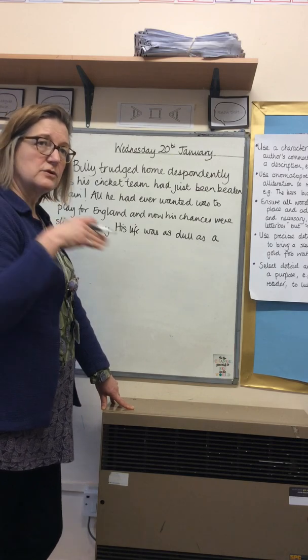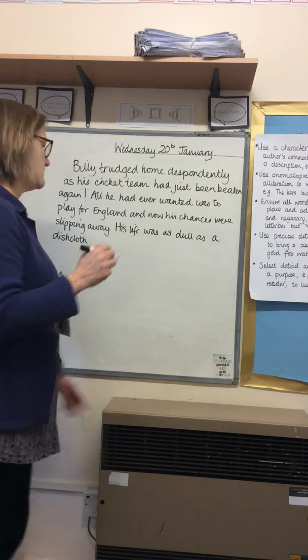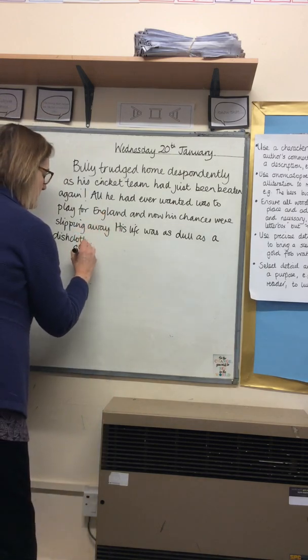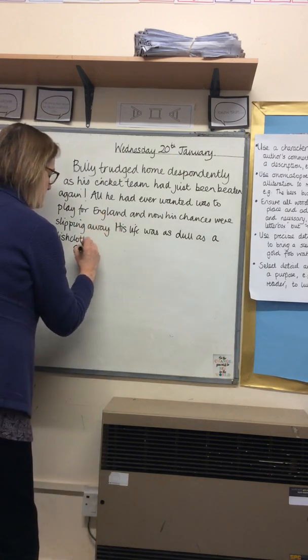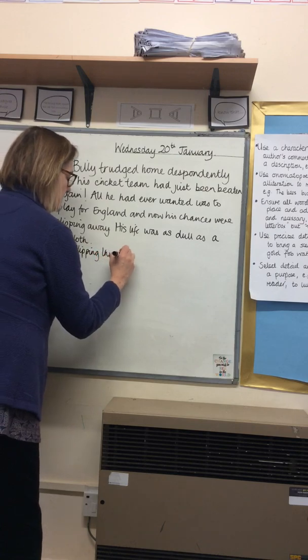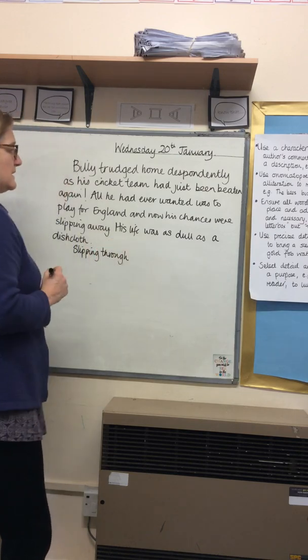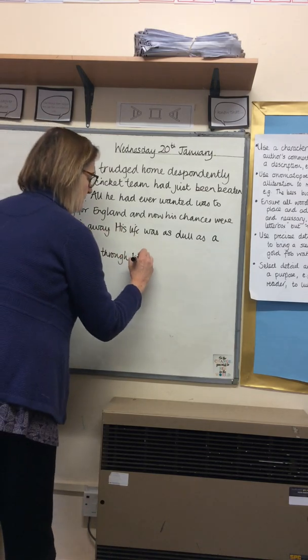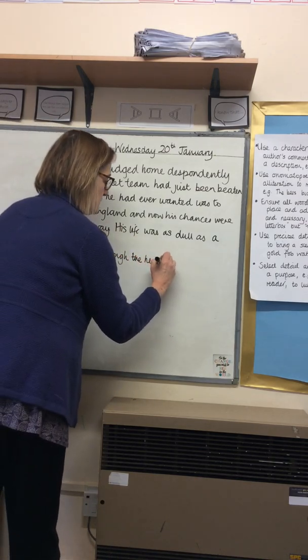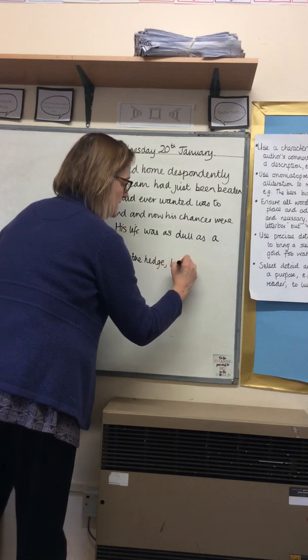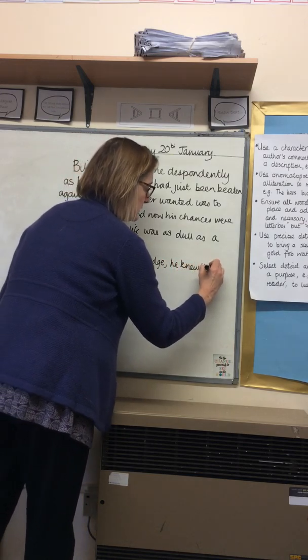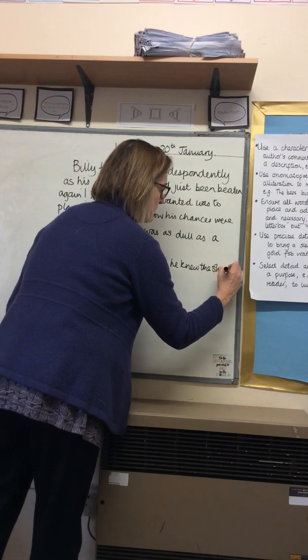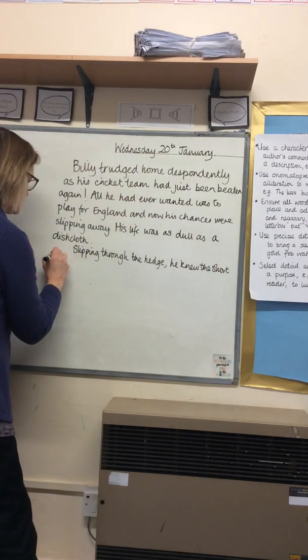I decided he's going to go across the field. So, slipping through, and I'm really thinking about my sentence starts again. I don't want any that repeat. Slipping through the hedge, comma, he knew the shortcut home.